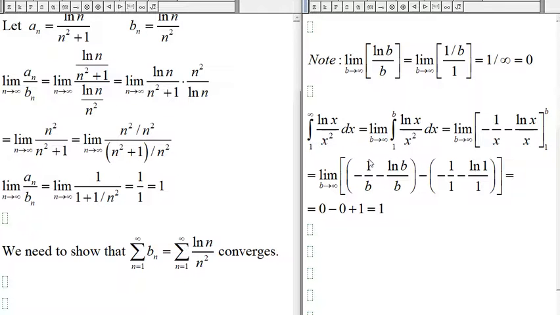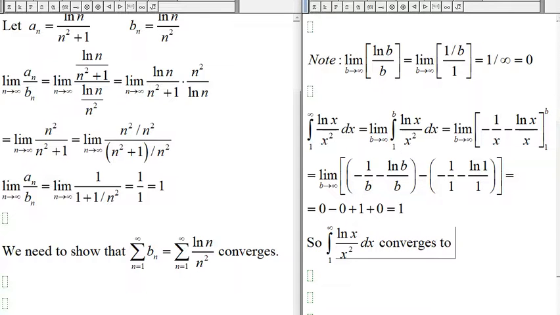As b approaches infinity, 1 over b will be 0. As b approaches infinity, we have shown up here that ln of b divided by b is 0. This is minus negative 1, we get 1. ln of 1 is 0. So we get 1. And so this integral right here converges to 1.